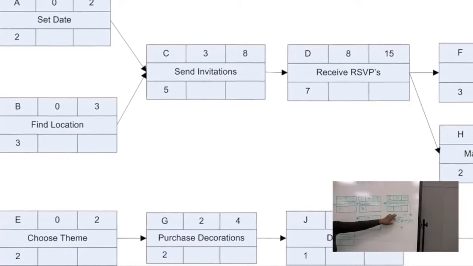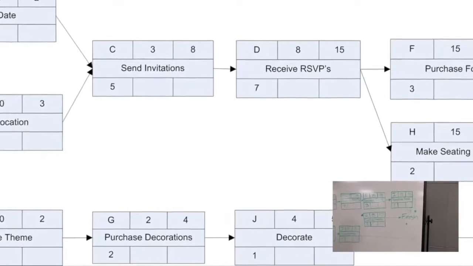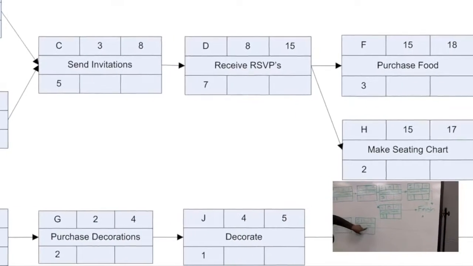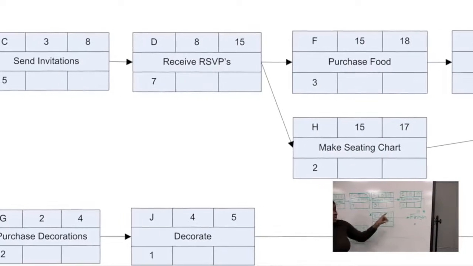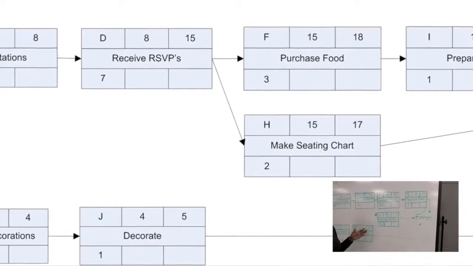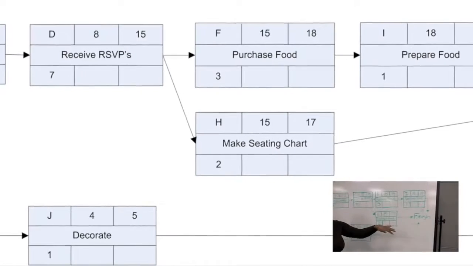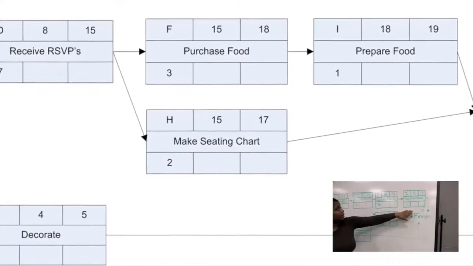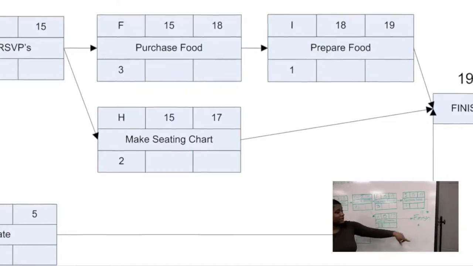To the end, it's going to take us 19 days. The reason that we got to the 19 days is from all the boxes leading to the finish, we want to take the highest number, because we wouldn't be able to have our party until the last thing is completed, which would be preparing the food on the 19th day.